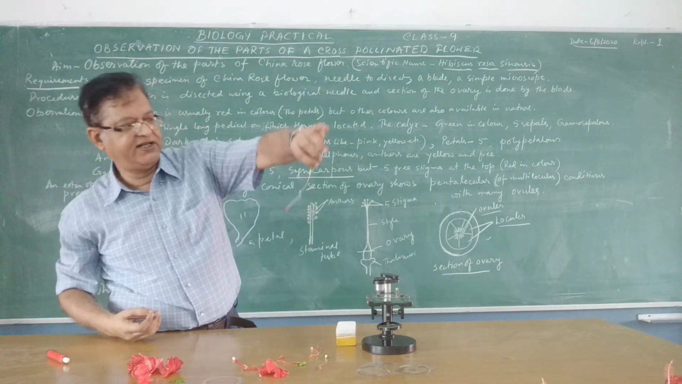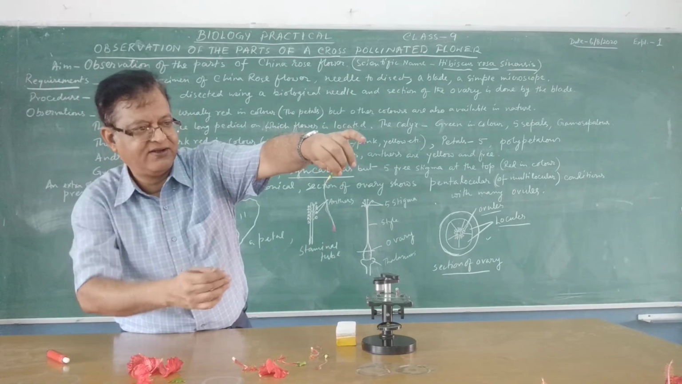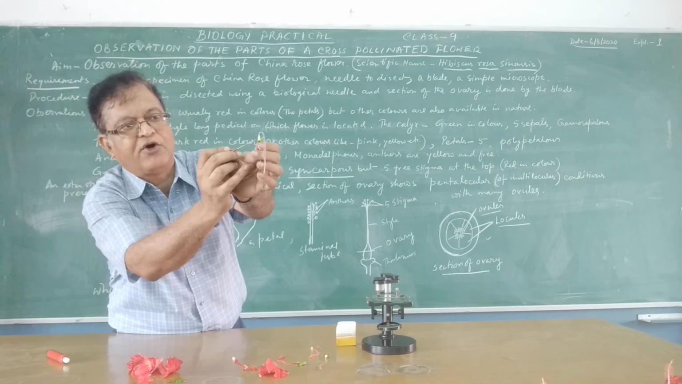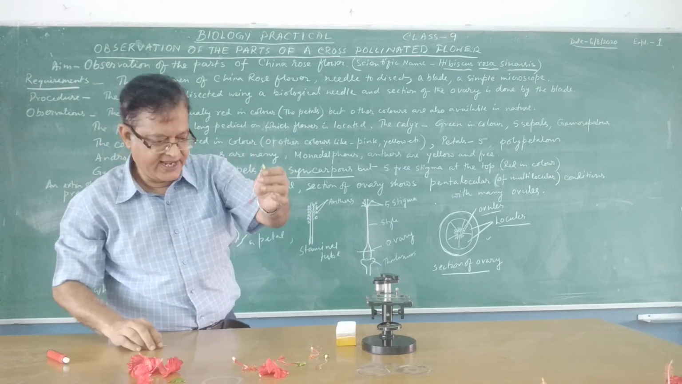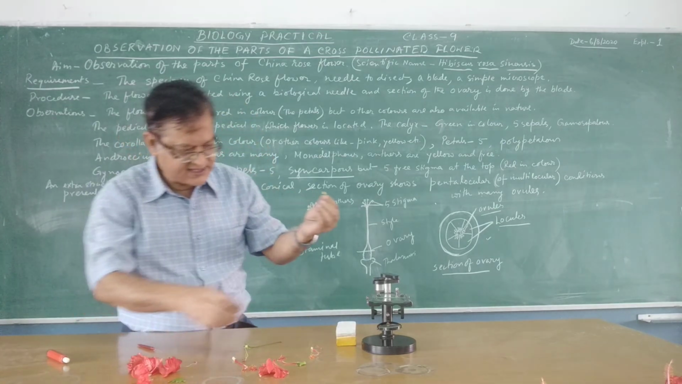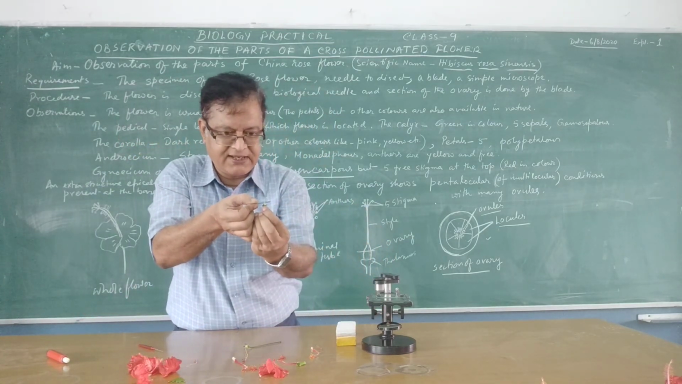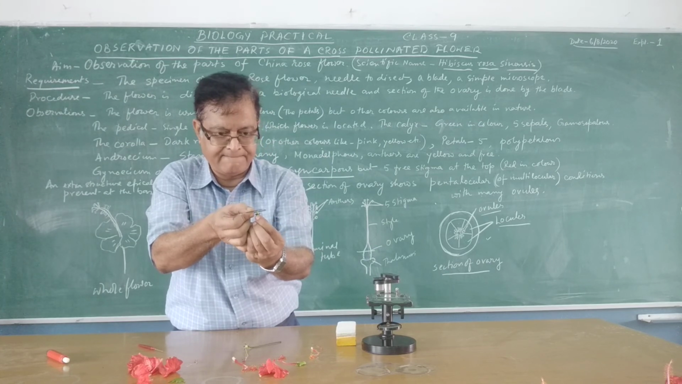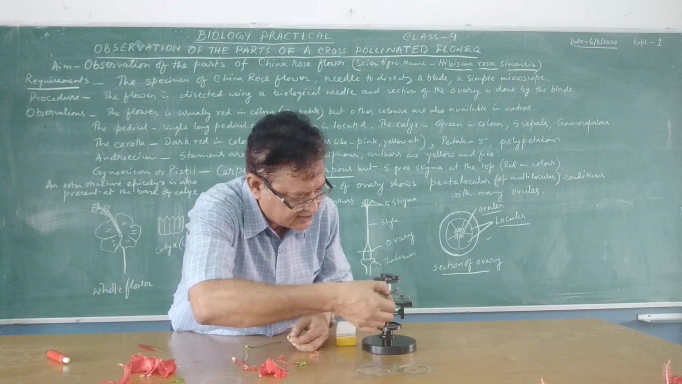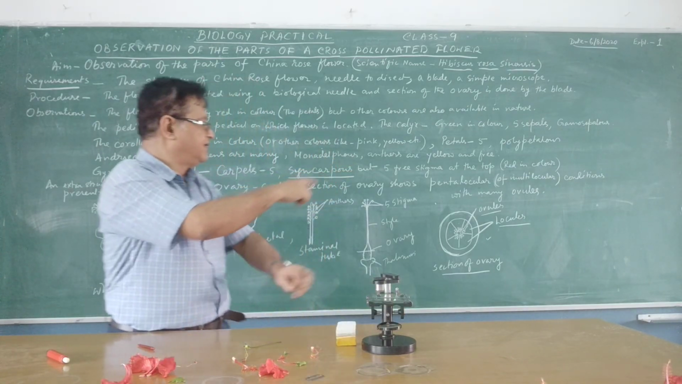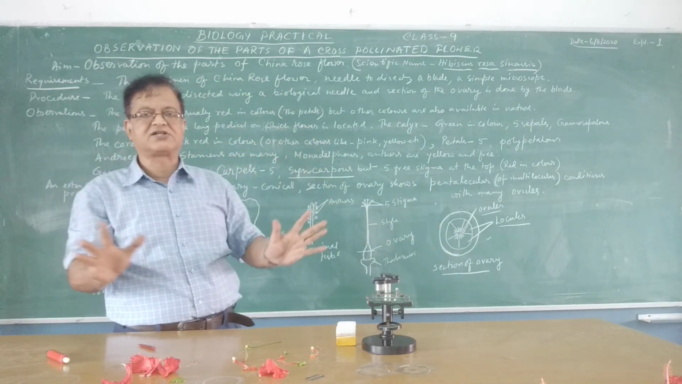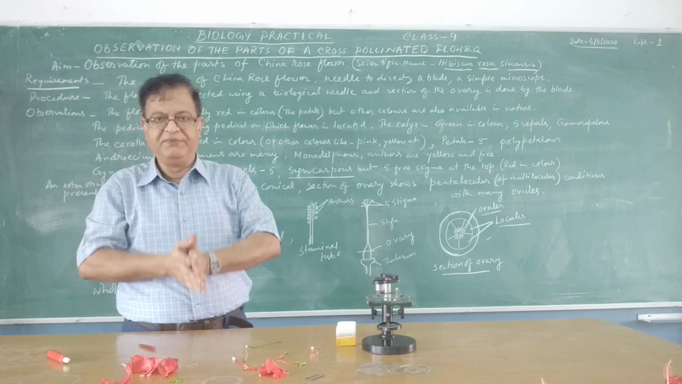This is inverted though, I cannot make it straight. This is the style, this is the stigma. This is the ovary. Look at the conical shape of the ovary. Now we take a number of sections of it and observe them under this microscope, and we see this condition. These are all the parts of the flower completed.